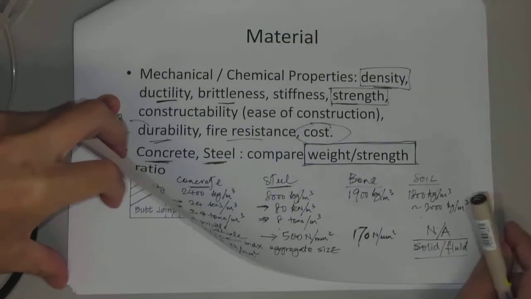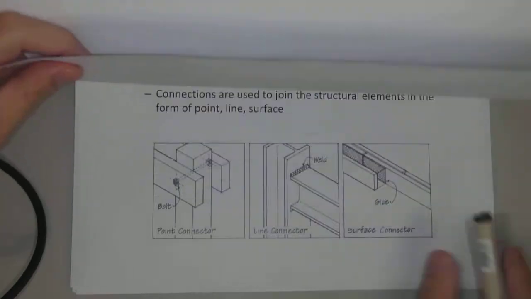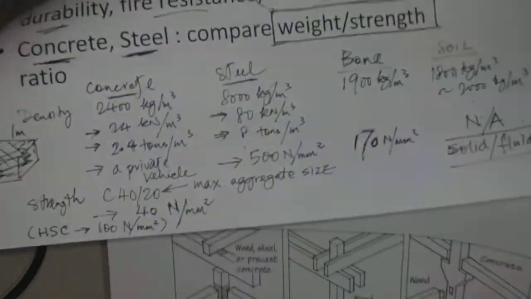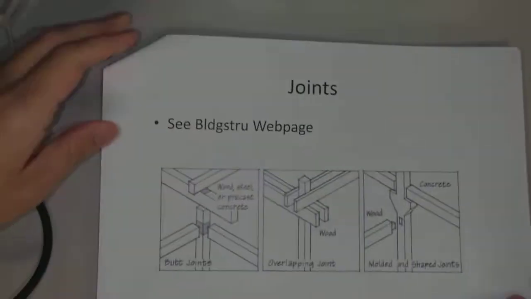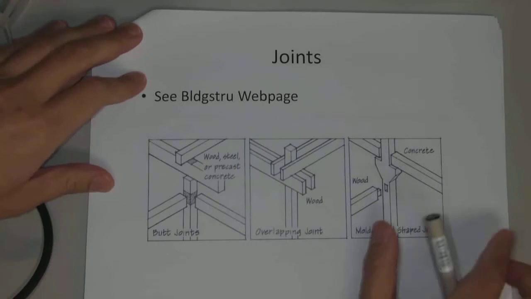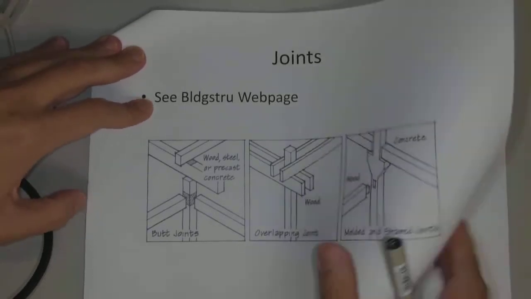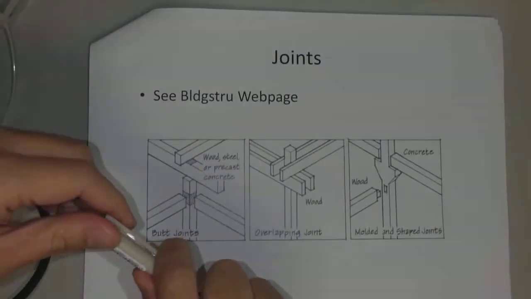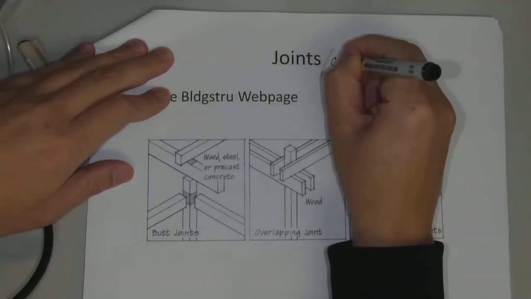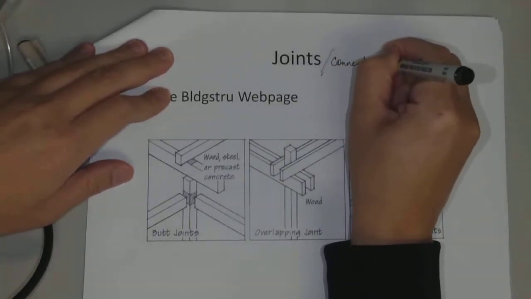Right, joints. So let's look at joints. There are a lot of joints in construction or connections, no matter. Sometimes we call it joints, sometimes we call it connections, and you should understand they are the same thing.